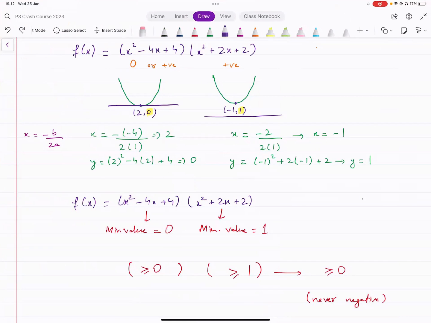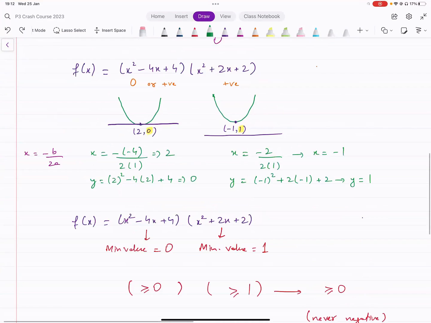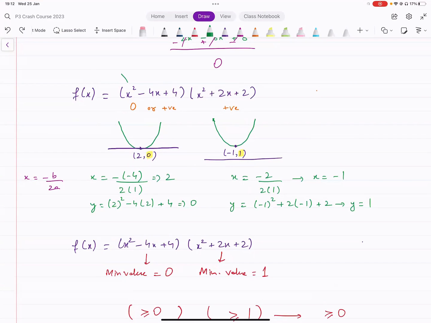Zoya, you're right about the first one. You could write this as x minus 2 whole squared. So this is a square. We know it cannot be negative. Yes, it works for the first one, but the second is not x plus 1 whole square. This is x plus 1 whole square plus 1.